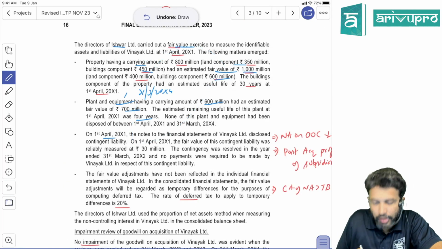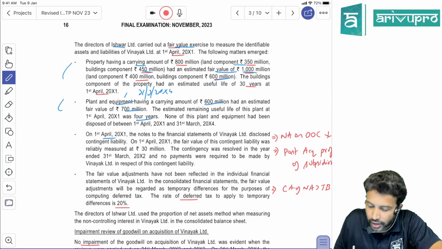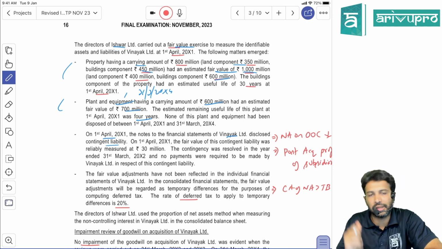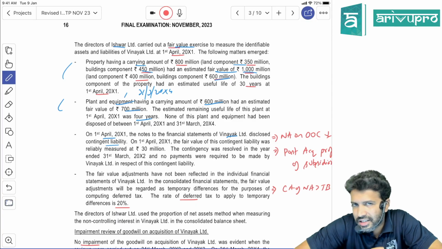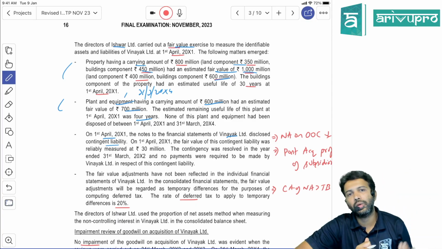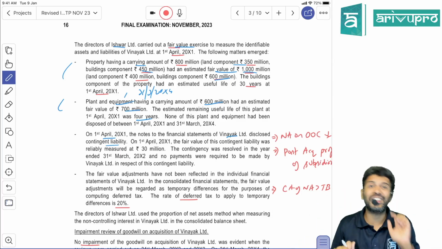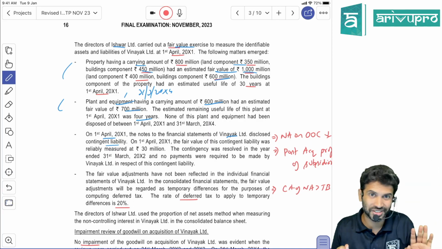Next, on 1st April 20x1, they've done a lot of fair value exercise. So this and this is done. The notes to financial statements of Vinayak subsidiary company disclose contingent liability. So subsidiary company has some contingent liability, and we have studied IND AS 37. As per IND AS 37, contingent liabilities are not accounted, but they are only disclosed in notes. Yes, sir. But we have studied IND AS 103 also, business combination. There are some recognition exceptions, right?